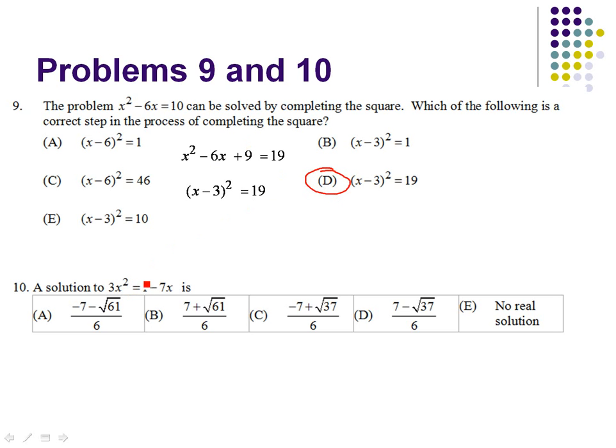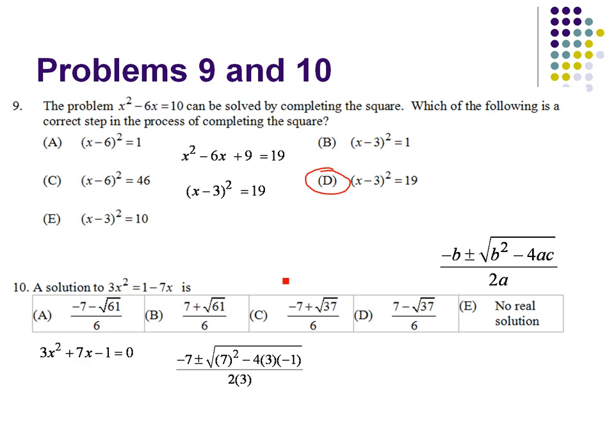Okay, this one requires using the quadratic formula. So remember the quadratic formula: negative b plus or minus square root of b squared minus 4ac all over 2a. But it has to be where the equation was equal to 0. So I'm going to move everything over. This tells me my a term is 3, b is 7, c is negative 1. Now I'm going to plug into the formula. So negative of 7 is negative 7. Then 7 squared minus 4 times 3 times negative 1. So a was 3, c was negative 1.